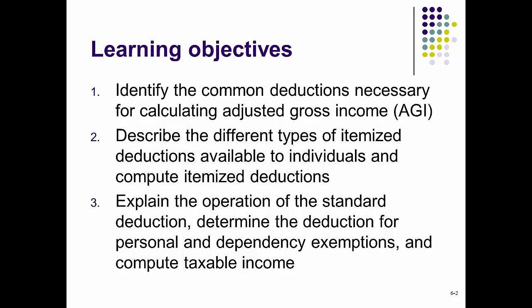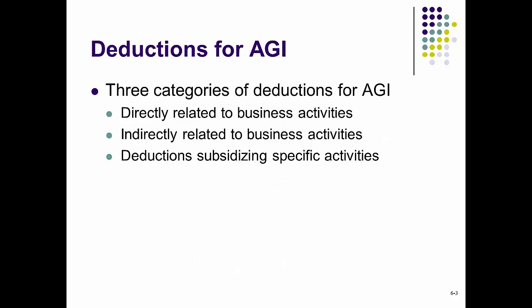Number 1, what are common deductions necessary for calculating AGI? Number 2, what are the itemized deductions available and how to calculate itemized deductions? Number 3, explain the operation of the standard deduction, determine the deduction for personal and dependent exemptions, and compute taxable income. For this video segment, we will focus on learning objective 1, deduction for AGI.